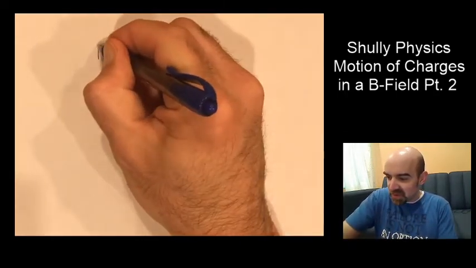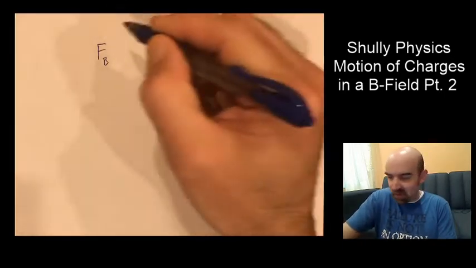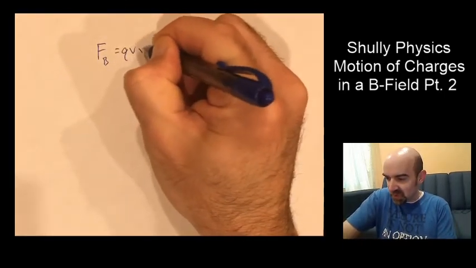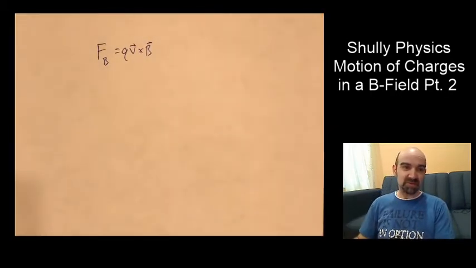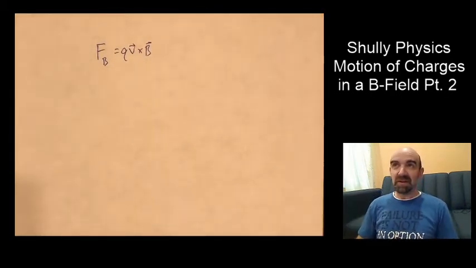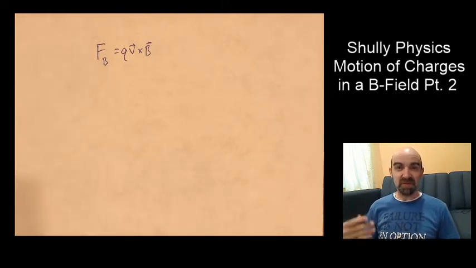This is probably one of my favorite episodes because we're going to be using F_B equals Q V cross B on some applications which really intrigue me. Mainly, can we make charges go in certain places? Can we make a flow of charge do what we want it to do?